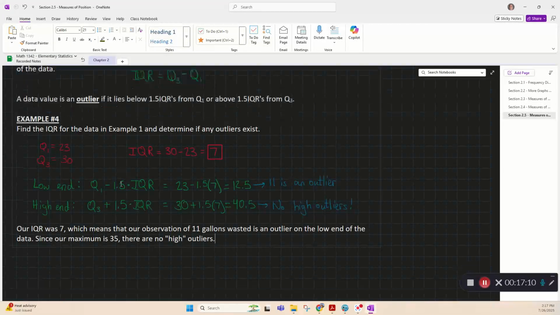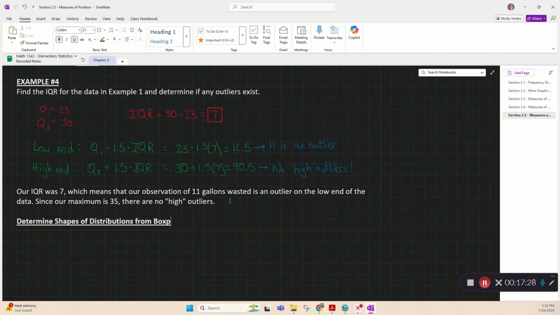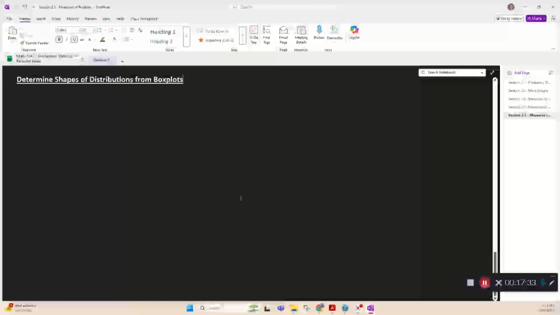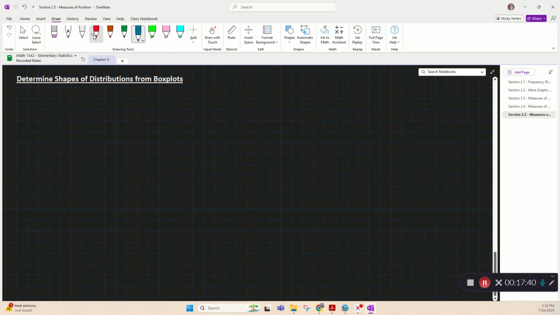Okay, so one more thing that we're going to talk about for box plots, and then we will put box plots to rest. So another thing that we can do with box plots is determine the shapes of distributions from box plots. Okay, so a few different ways we can do this. Let's say I have a box plot that looks like this.